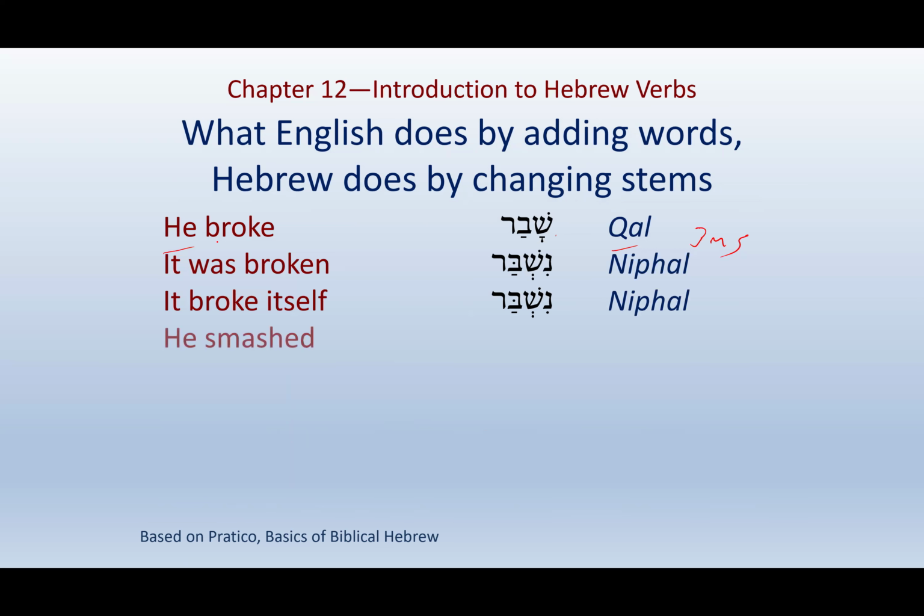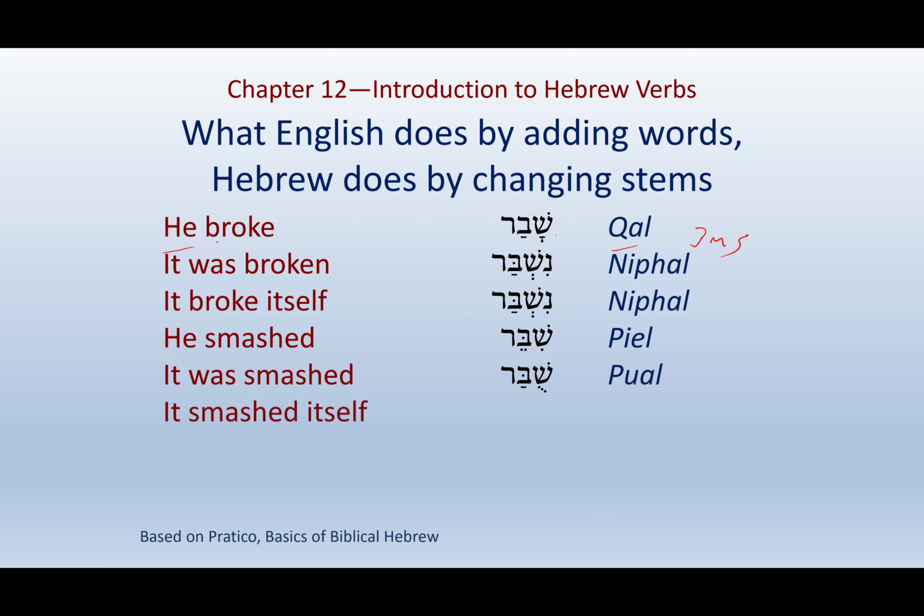Okay. "He smashed." That's going to be intensive. So it's shibar, shibar. That's going to be Piel. And then "it was smashed," passive. It's still intensive, but it's passive. And this is going to be Pual. So we have the u vowel there with the qibbuts, shubar. Shubar means it was smashed, the Pual stem. "It smashed itself." That's going to be Hitpael. And so we're going to get hitshaber.